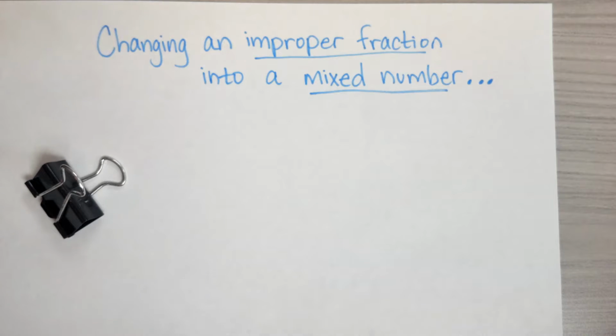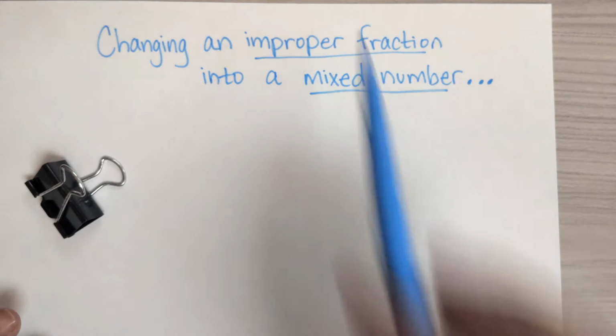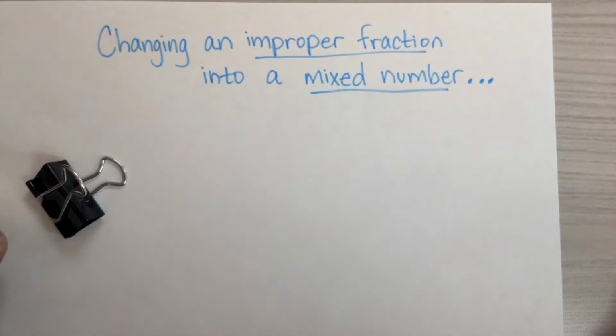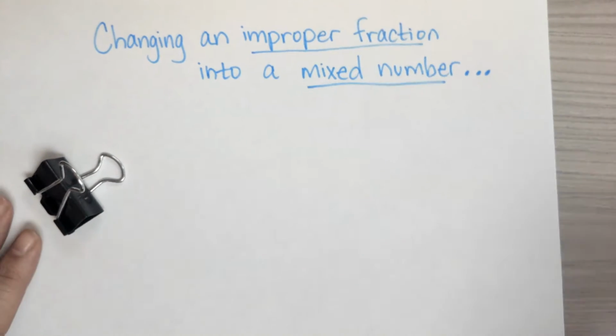All right, for this video, we're going to be talking about changing an improper fraction into a mixed number. Students may get an answer for a question with fractions, and their answer might be an improper fraction. Anytime we get an improper fraction, which means the bigger number is on top, the number on top will be bigger than the one on the bottom. What we want to do is always change that into a mixed number. Let's give you an example here.